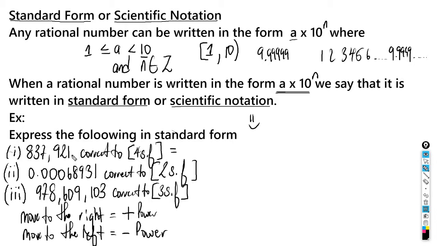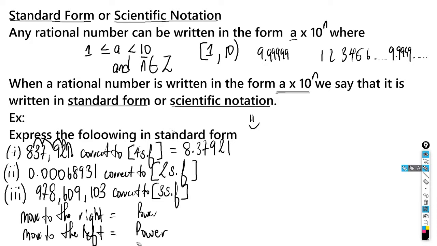We're going to say, remember the point should be here, and we'll move 1, 2, 3, 4, 5 spaces to the right, so we should get 8.37921, right? And we'll move it how many spaces? 1, 2, 3, 4, 5.